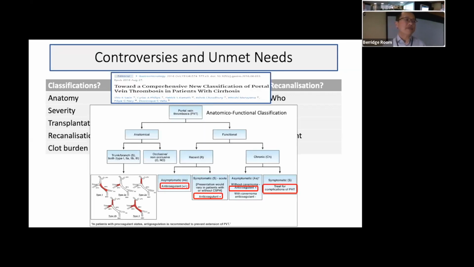I mentioned classification. There is a trend towards classifying the condition by combining both physiological or functional aspects with the anatomical classification. But you will see that in the majority of cases, one would recommend anticoagulation.